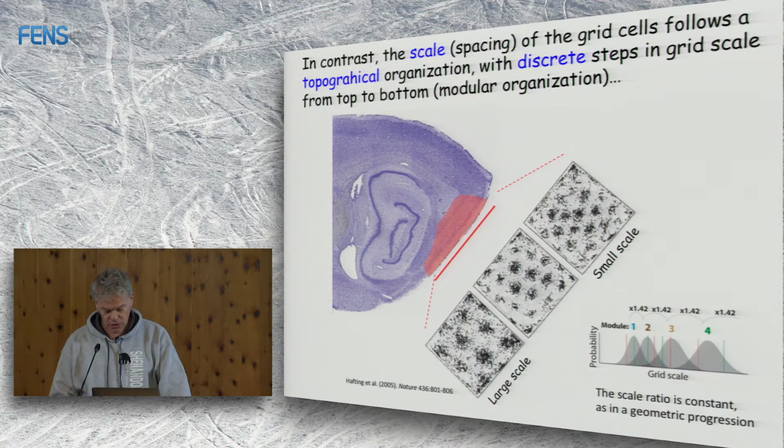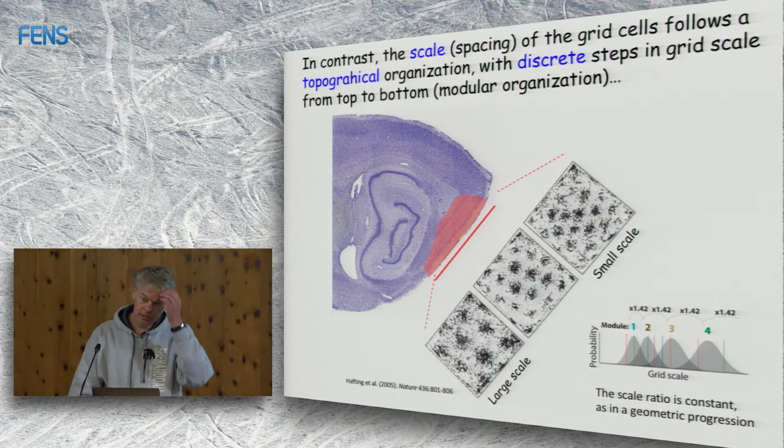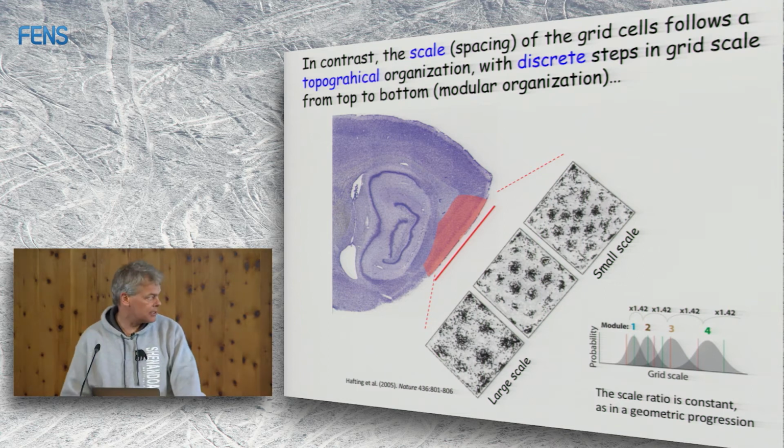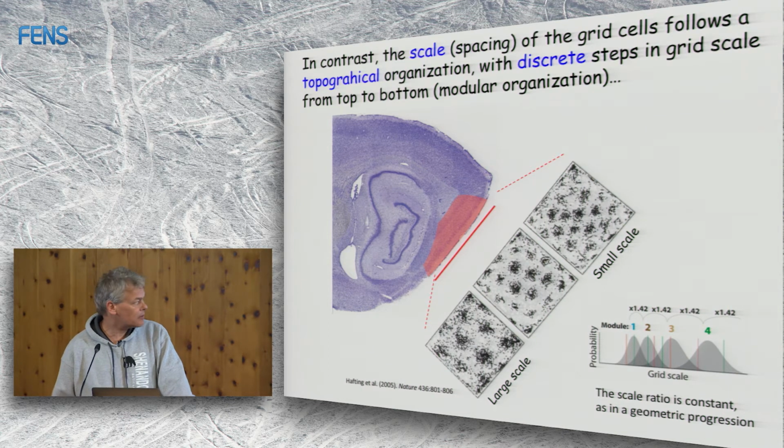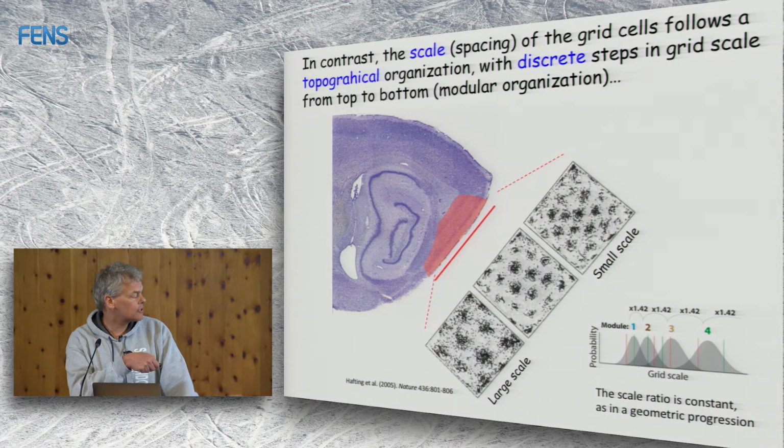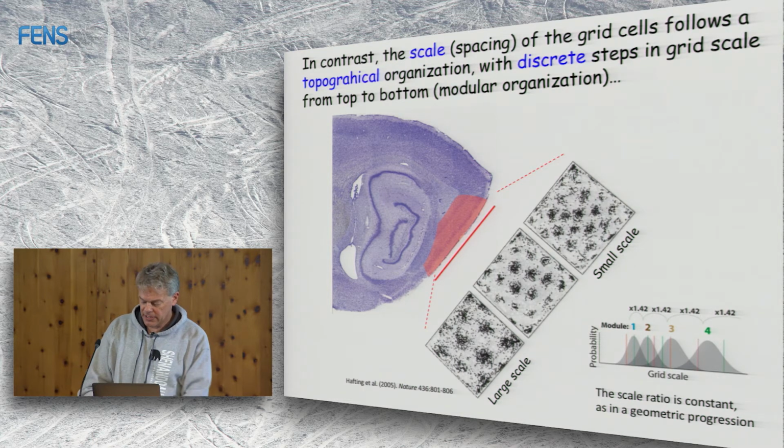And you probably also heard that it is organized in discrete modules, so that this is not a continuous change from small to large, but as you go down, you actually go in jumps, so that you can divide the grid cells into at least 4, probably a few more clusters of different scales each that are largely non-overlapping.